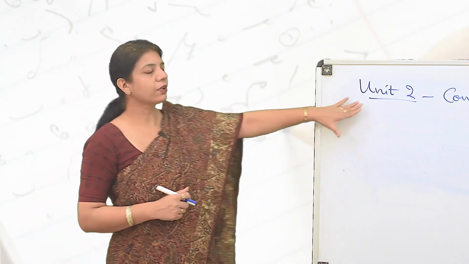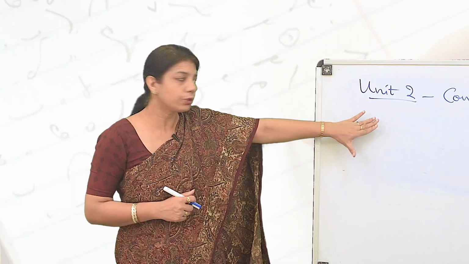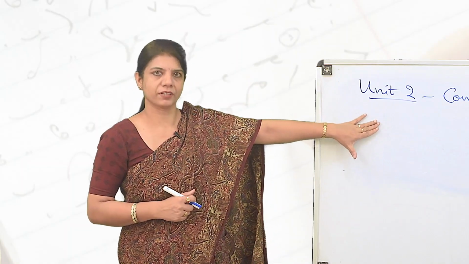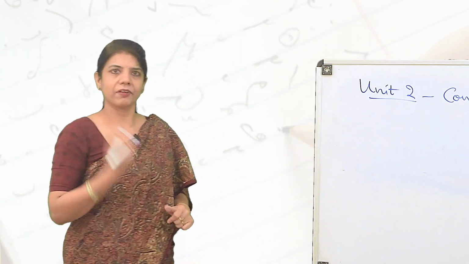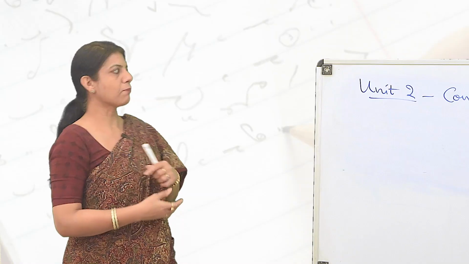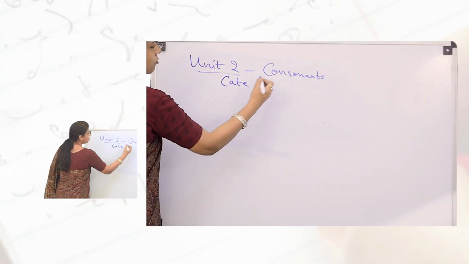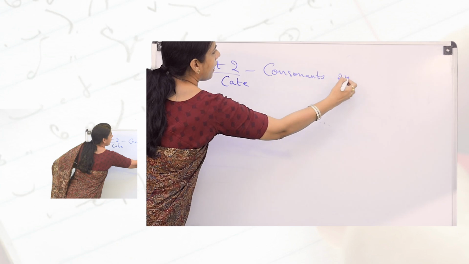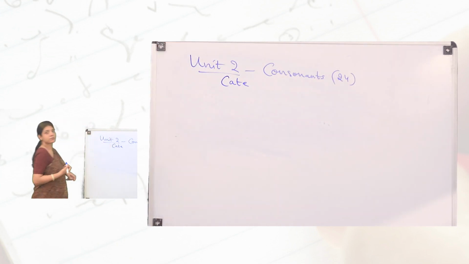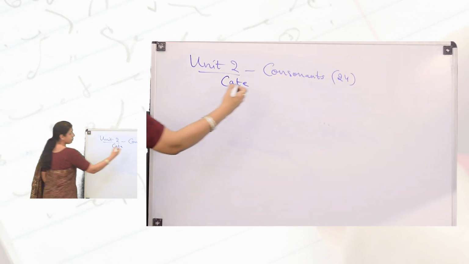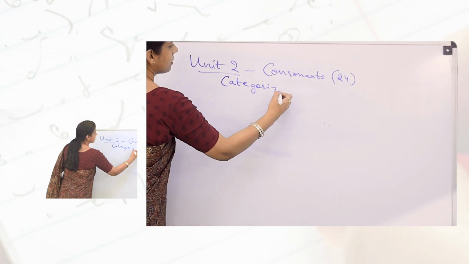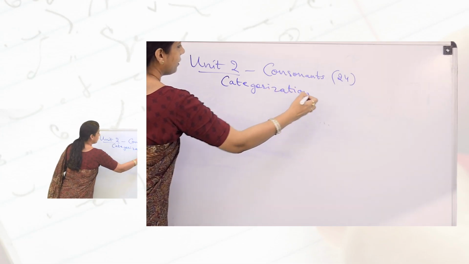You must make two pages for every consonant and practice it whenever you feel that you are not remembering the outline. So now, as we learned, in total we have 24 consonants in shorthand. So we'll just see the categorization of it.